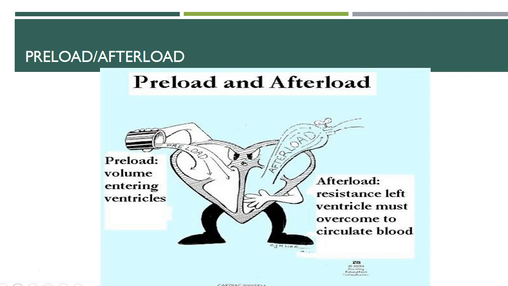Preload and afterload. Preload is the volume that enters the ventricles, and afterload is the resistance in your left ventricle that your blood has to overcome.